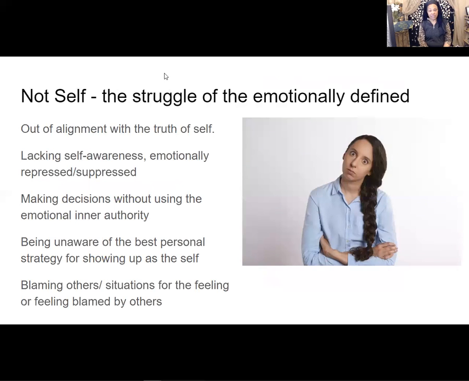So the struggle, as I mentioned a few minutes ago, is that when we are emotionally defined, and you might know people who are like this if you're not, it's all good information. If you can think of someone who is emotionally defined and you're not, then it's because they're out of alignment with the truth of themselves, right? So they're lacking self-awareness. They might be emotionally repressed or suppressed. That was me. I did not know until probably 3 or 4 years ago that I was emotionally repressed. If somebody told me that I was emotional, I would get mad and be like, no, I'm not.